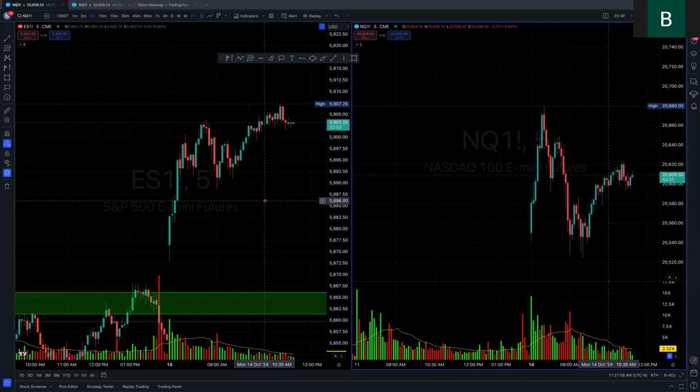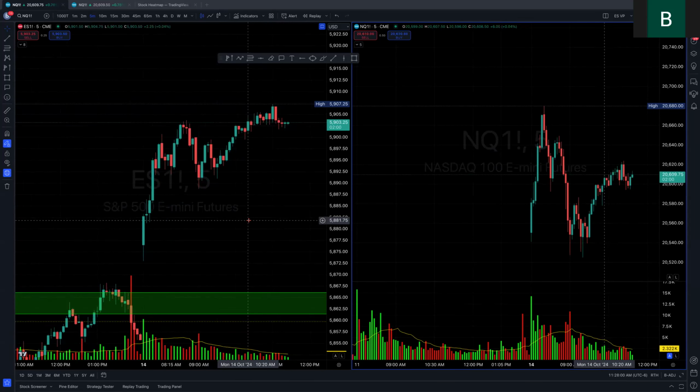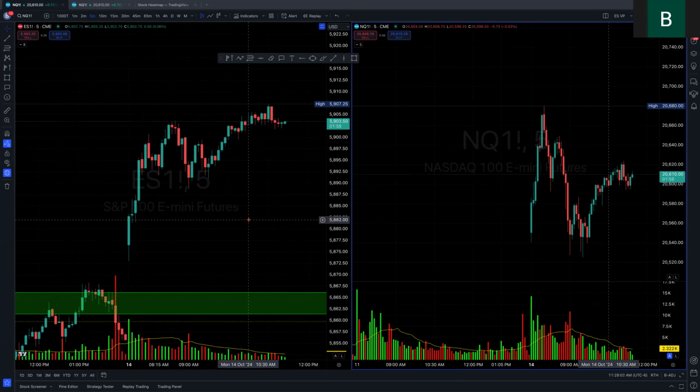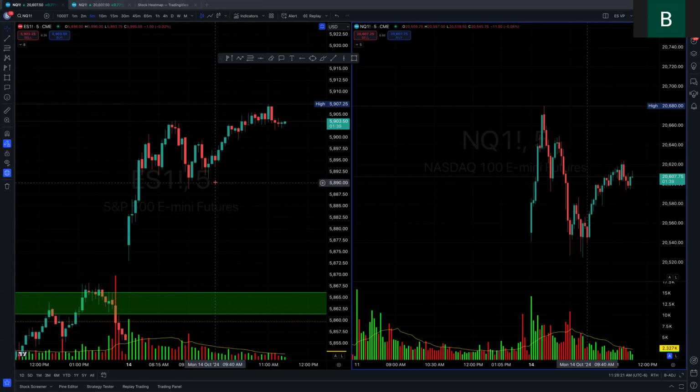So today I wanted to go over one of my favorite scalping strategies, and it basically involves looking at both ES and NQ to identify potential trends between the two and see if we have any potential divergences, meaning a divergence would be something like this.